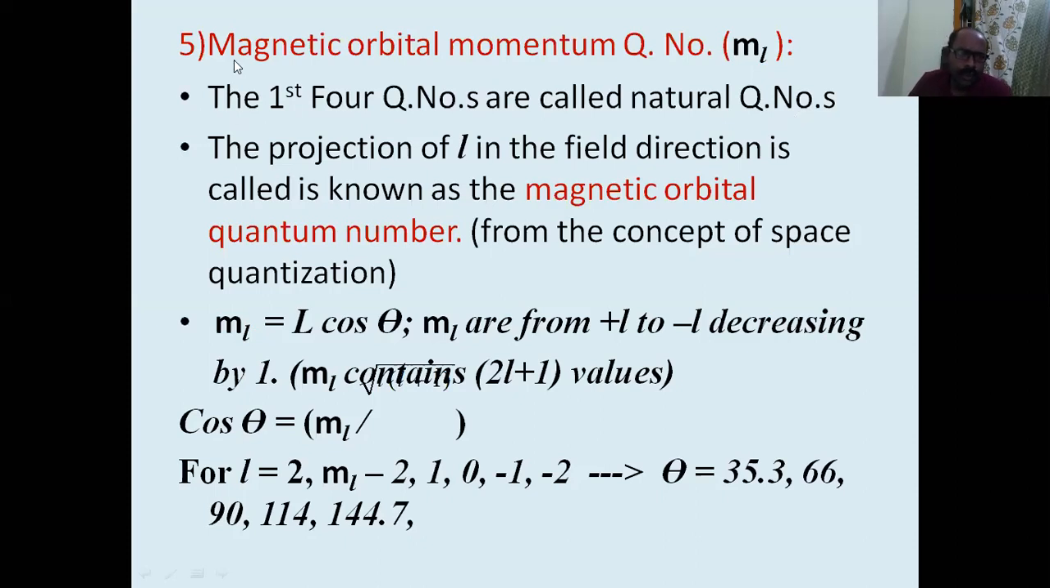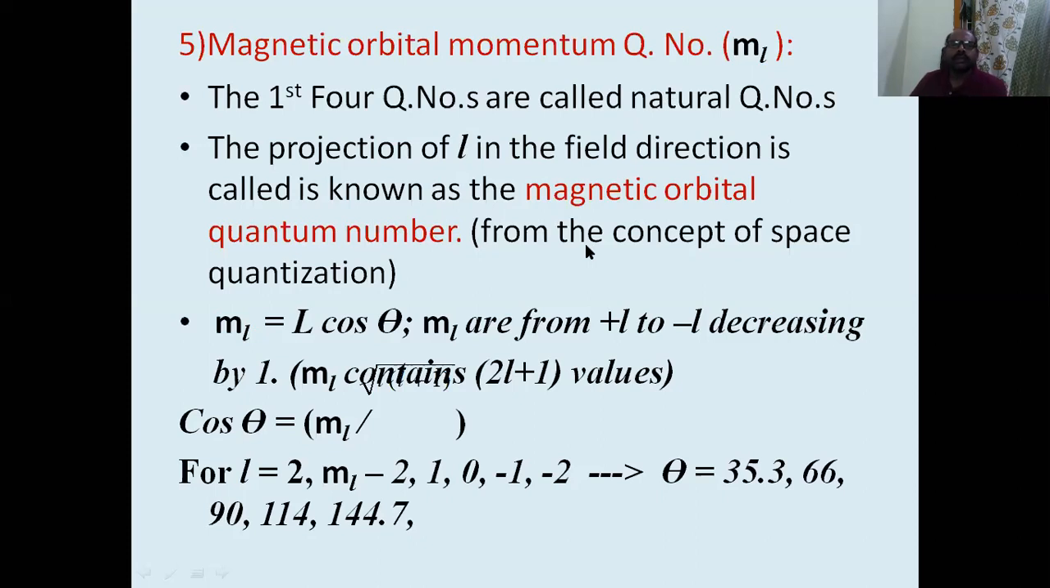Now we see the fifth quantum number, the magnetic orbital quantum number. The projection of L in the field direction is called the magnetic orbital quantum number. It is a vector; we write L in thick type to represent the vector. So the projection of the orbital angular momentum vector gives the magnetic orbital quantum number.